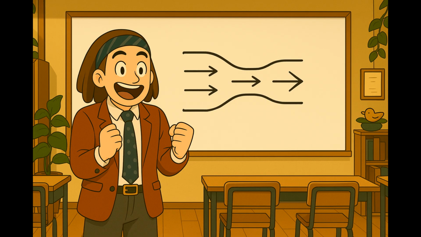Step 1. Visualizing the setup. Imagine a horizontal pipe. It starts wide at section 1 and then narrows down to section 2. We have water flowing from the wider part to the narrower part. You'd visualize arrows indicating flow direction and pressure gauges at both sections. This setup helps us understand how the pressure changes as the water speeds up due to the constriction.